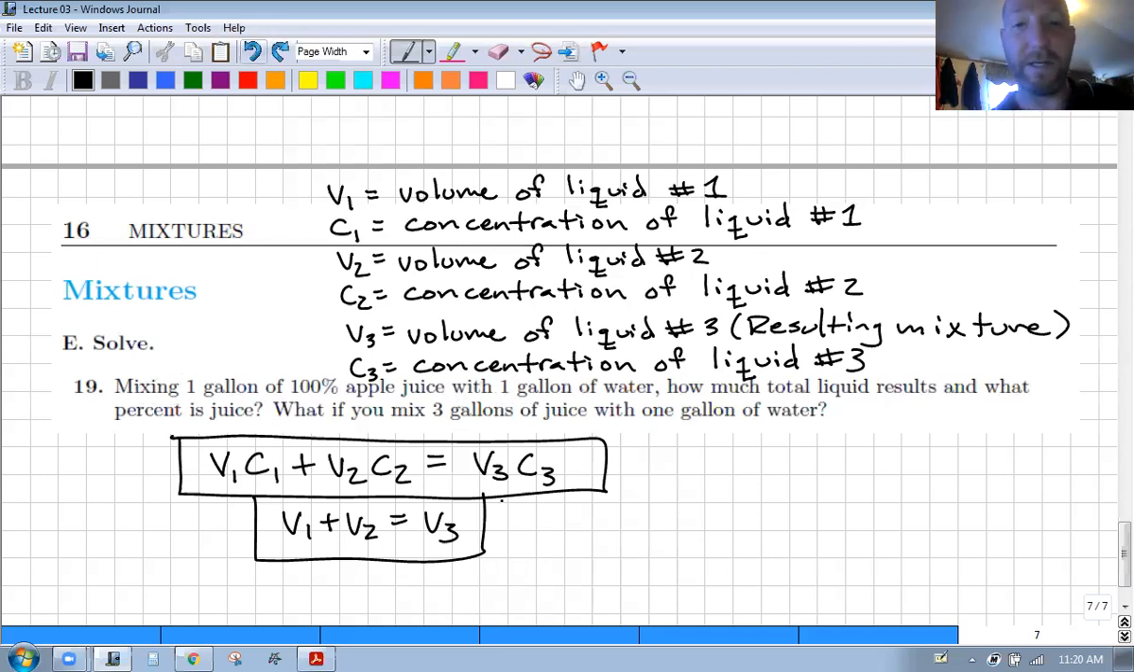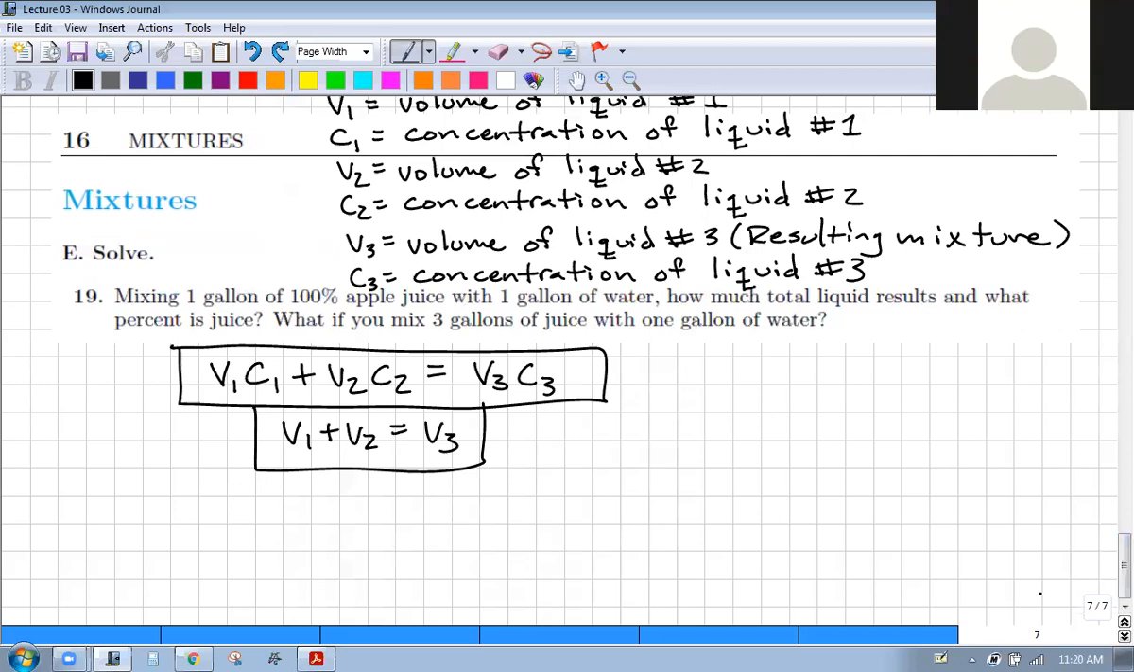Do these equations make sense to you at this point? Anybody? It is a little confusing, but if you just follow the formula. Yeah, this is our formula. Let's follow it. So let's do this easy one here.